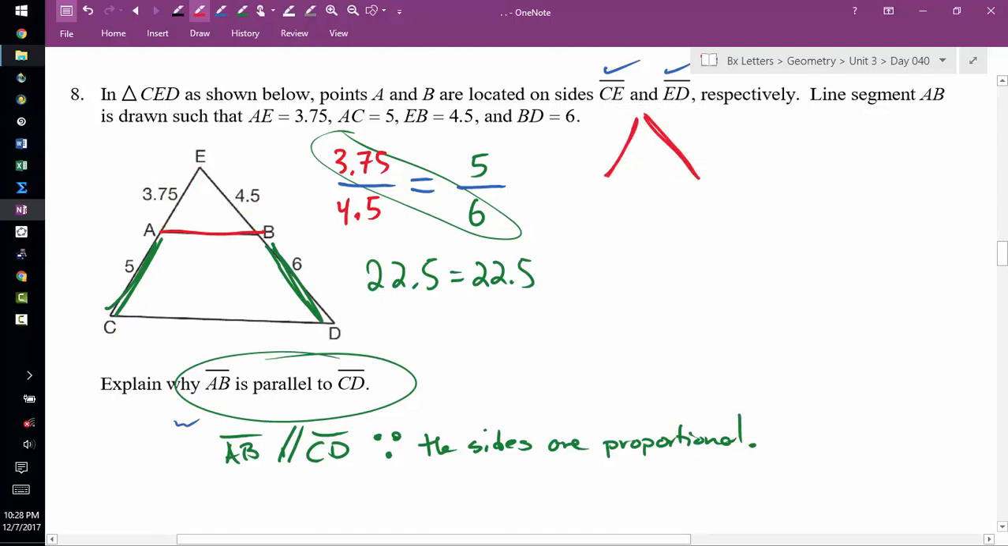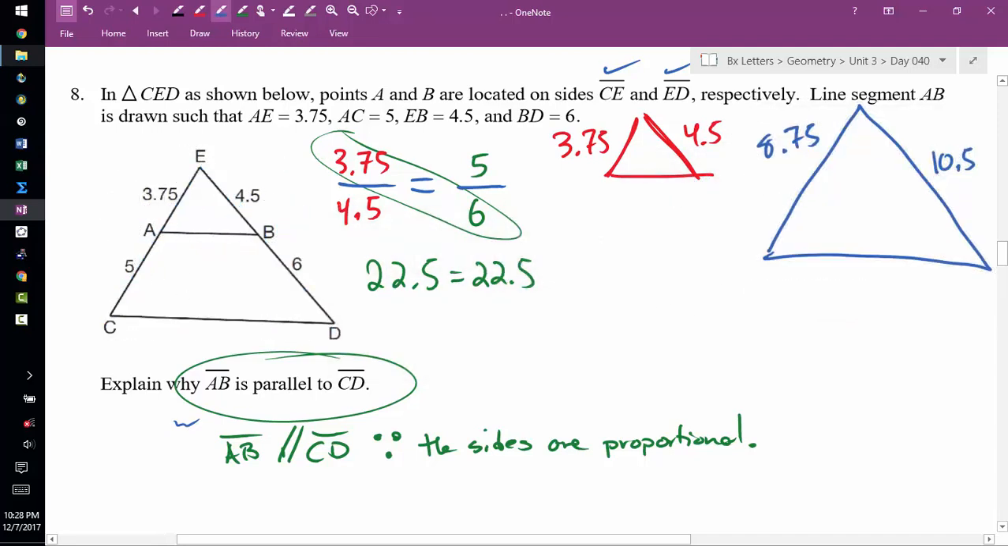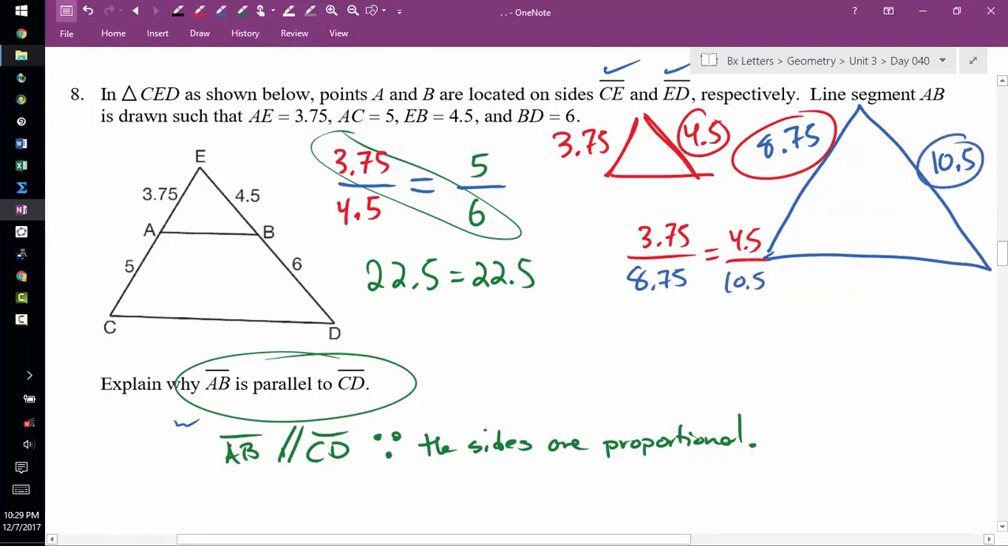That red triangle with 3.75 and 4.5, and then you could view this as a big old blue triangle. And this side is 3.75 plus 5, so it's 8.75, and this would be 10.5. And you could make a proportion out of that. 3.75 divided by the corresponding 8.75, or you could just divide the reds and compare it to the blues divided. But I'll do it this way: 4.5 divided by the corresponding blue side, 10.5. And you're going to see that those things are equal.